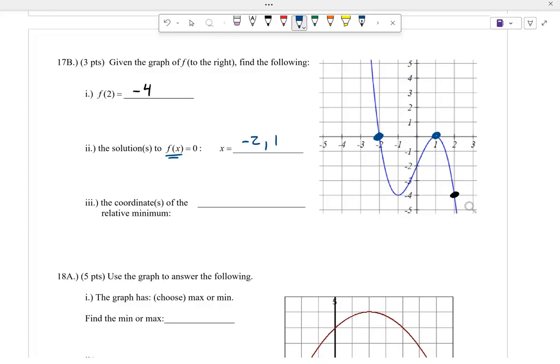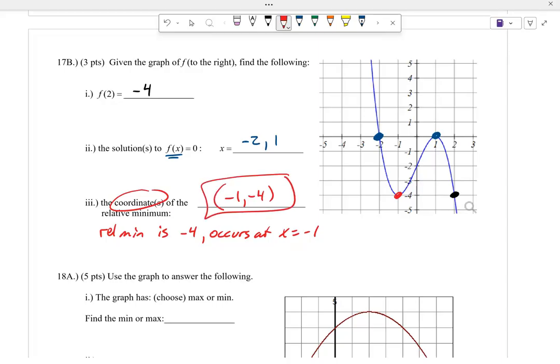And what about a relative minimum? Well, a relative minimum would be the lowest point in an area, so it's like bottom of a valley type of deal. So this would be our relative minimum. So the relative min is negative 4. It occurs at an x value of negative 1. But they want the coordinate here, so we'll just go ahead and punch it in as a coordinate for the solution. Negative 1, negative 4 is your relative min.